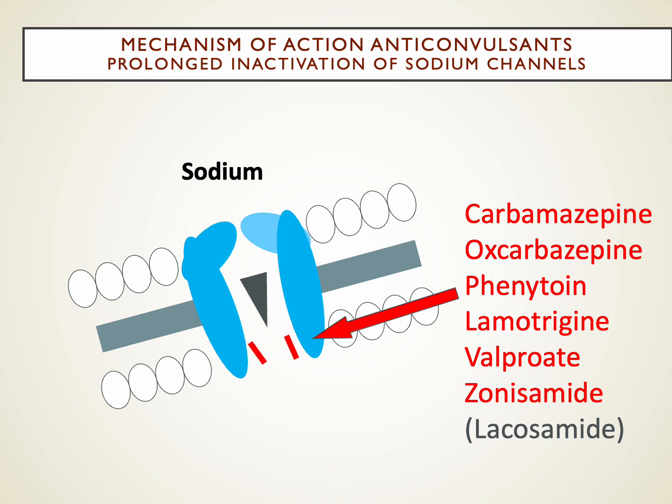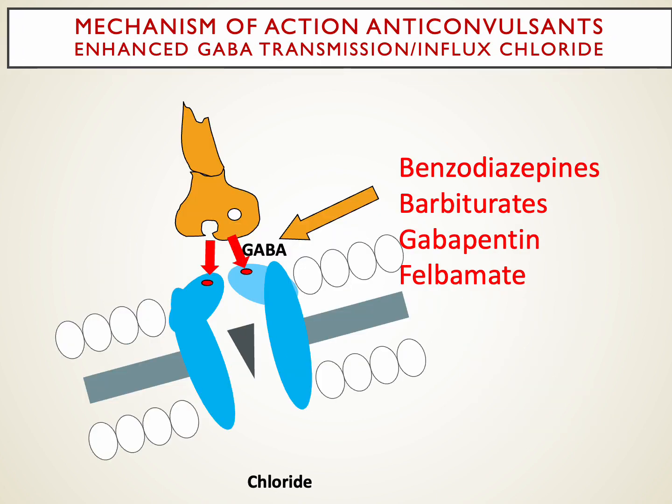First, let's look at sodium. When we look at sodium across the nerve, a second approach is to look at gamma aminobutyric acid as the body's natural means to slow down nerve conduction in the chloride channel. And so by augmenting GABA, or gamma aminobutyric acid, we're going to actually slow down the nerve conduction itself.